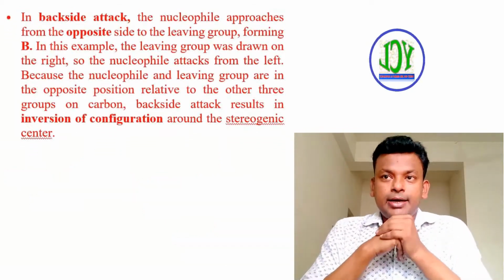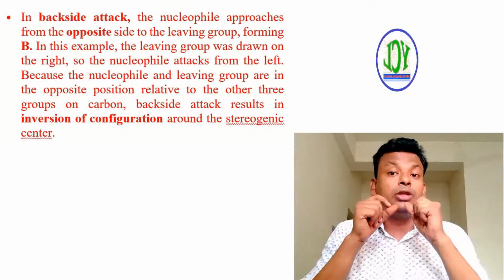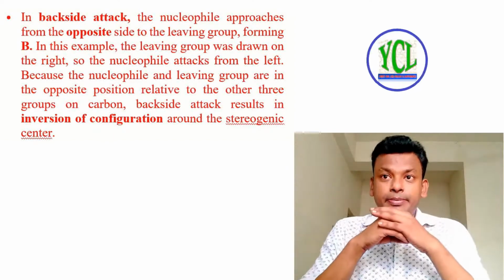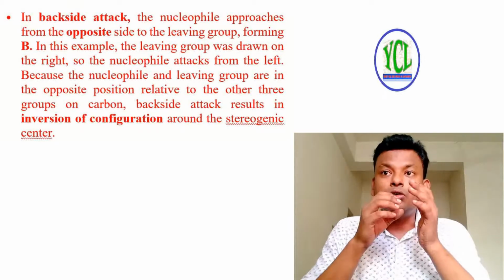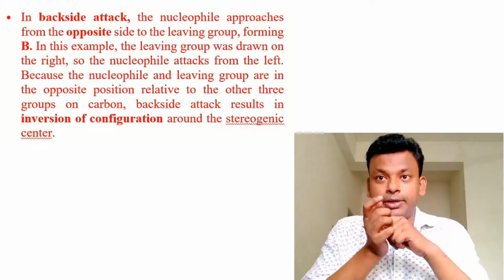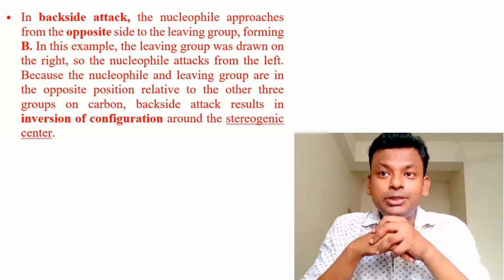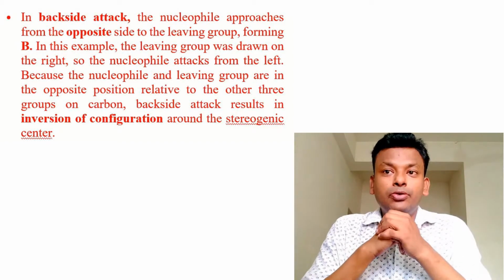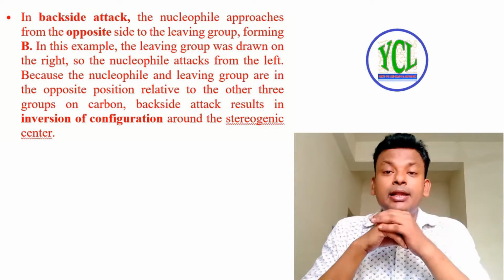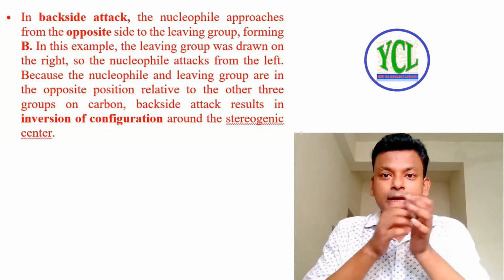And next, in backside attack, the nucleophile approaches from the side opposite to the leaving group, forming B. In this example, the leaving group is drawn on the right, so the nucleophile attacks from the left, because nucleophile and leaving group are in opposite positions relative to the other three groups on carbon, and backside attack results in inversion of configuration around the stereogenic center.